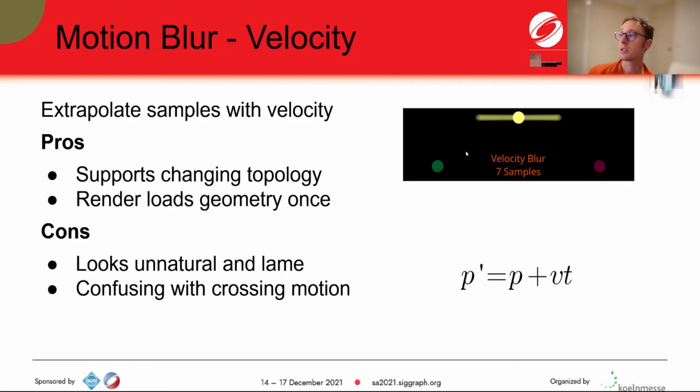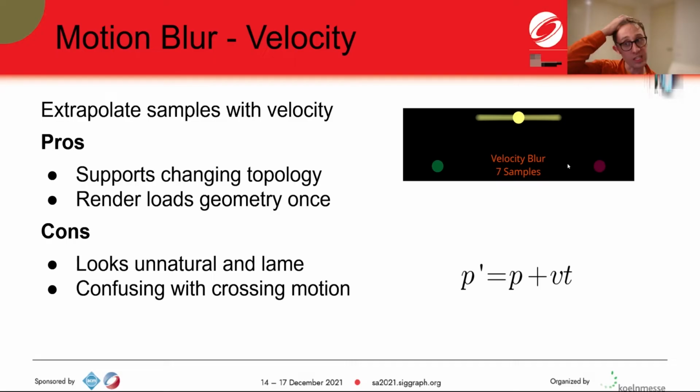So for particles, a lot of the time we'll see velocity blur, which is where we've encoded the velocity onto the particles themselves and then extrapolate those samples before and after. So this equation here is what we use for that. The new position is the old position plus velocity times the time sample. And so as t goes negative, we go to the previous sample, and as t goes positive, we get close to the next one. And so we're able to reconstruct this motion blur streak without actually loading this geometry.